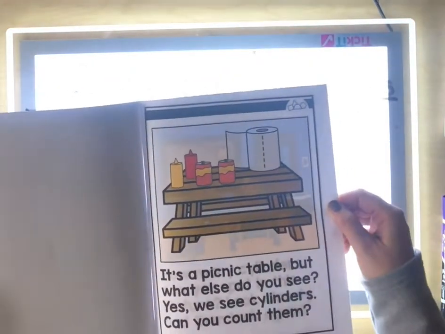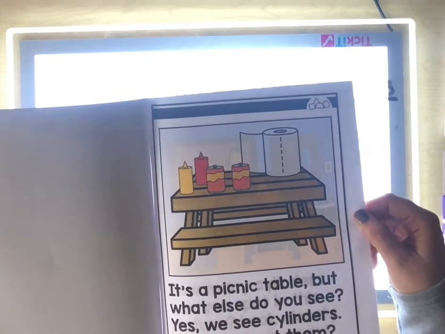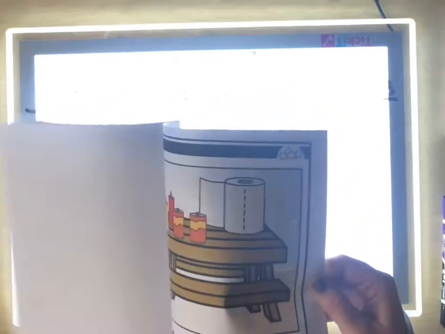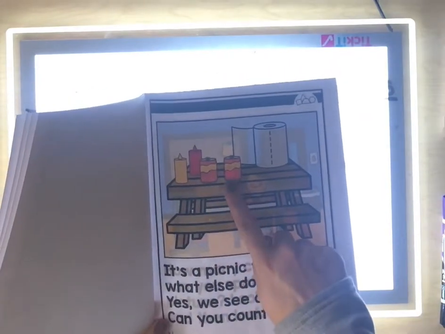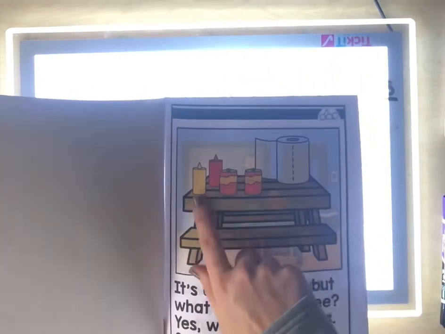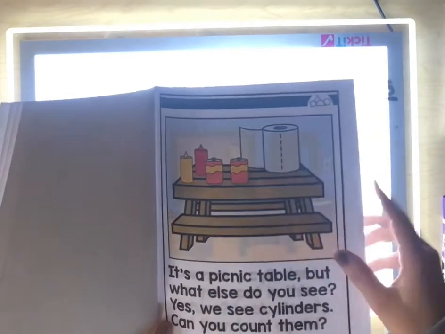It's a picnic table. But what else do you see? Yes, we see cylinders. Can you count them? 1, 2, 3, 4, 5. Look, the cylinders: the ketchup and mustard bottles, the Coke cans, and a paper towel dispenser.